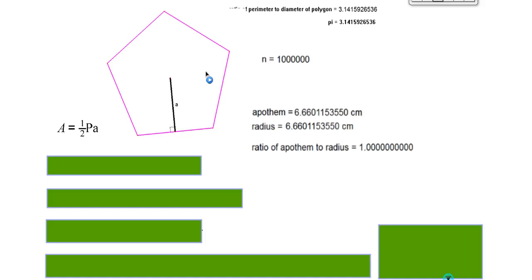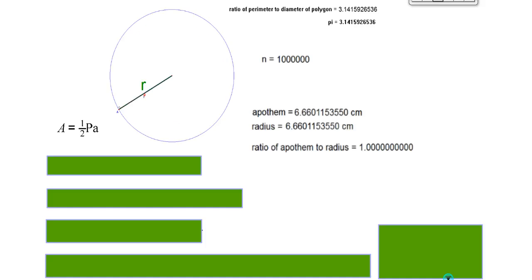Alright, so the area formula for a regular polygon, remember, is 1/2 perimeter apothem. Perimeter is the sum of the measures of the sides. Apothem is the distance from the center to the side. Okay, so if the apothem and the radius have this ratio, and we know it's not exactly 1, but to the nearest 10 billionth, that's pretty good, right? What happens as the number of sides approaches infinity? Well, then truly the apothem and the radius are going to be equal.